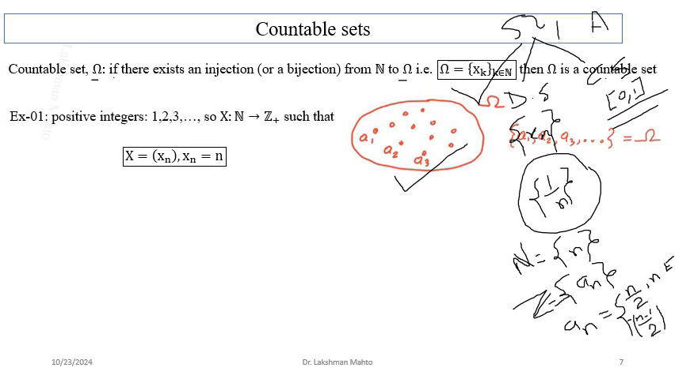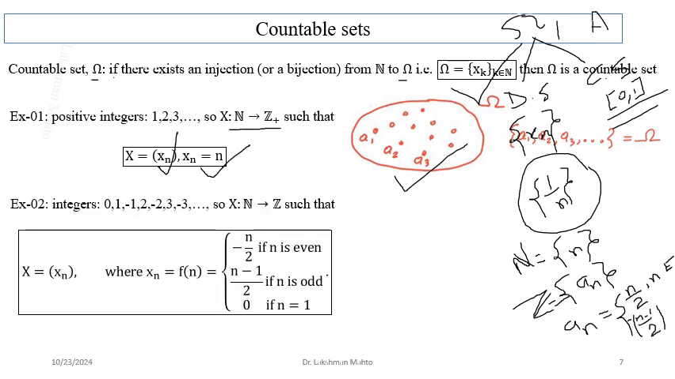So here again, if you are taking the set of natural numbers, it is a countable set. Why? Because this natural number we can write in the form of a sequence, and the sequential term is what? Xn equal to n, a very simple kind of sequence. Now if you talk about integers, here also you can write integers in term of a sequence Xn, where Xn is defined in this way.